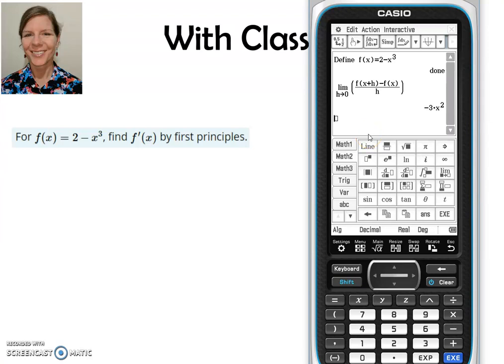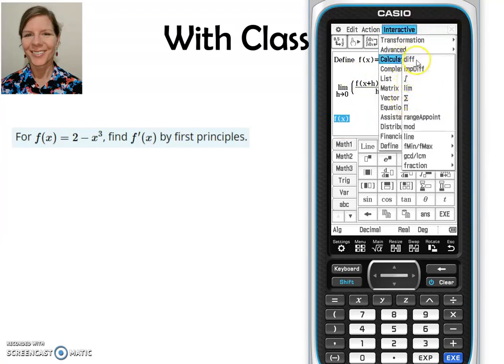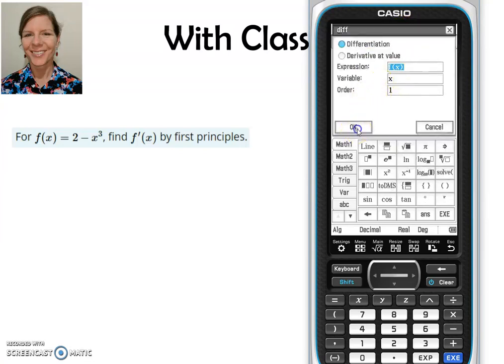You can also use the calculate menu. You can use differentiate. So if we just do f of x, and you don't have to define a function first for this one. You could have just done this bit. Do f of x, calculation, diff. Yep, that looks good.